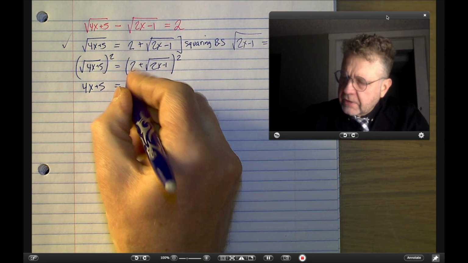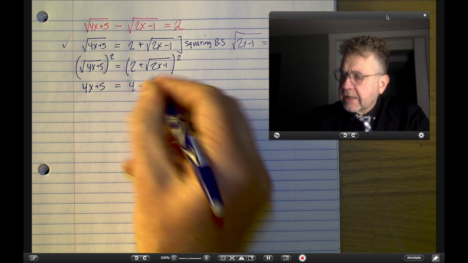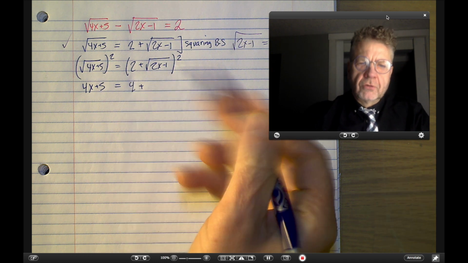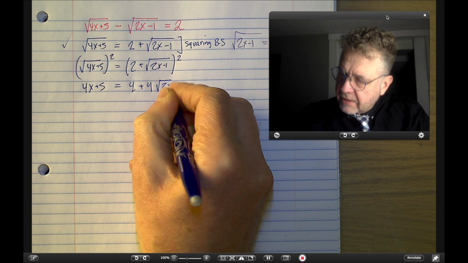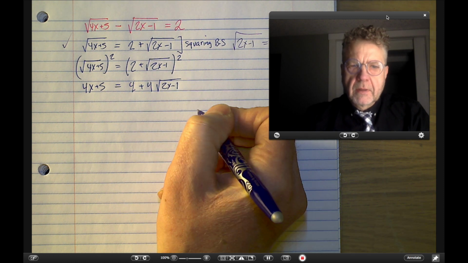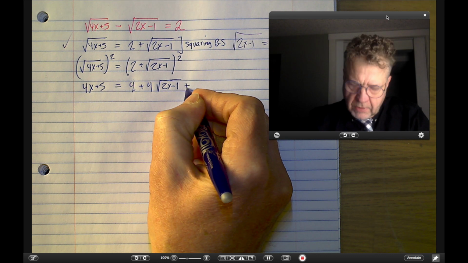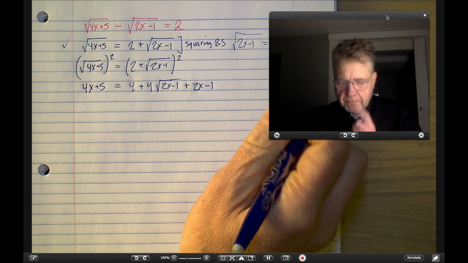So I'm going to square 2. I'm going to get 4. And then I'm going to get 2 of the square root of 2x minus 1 and another 2 of the square root of 2x minus 1. It's going to give me 4 of the square root of 2x minus 1. And then finally, I'm going to square the last terms here, and I'm going to get, well, just 2x minus 1, like that. Okay.